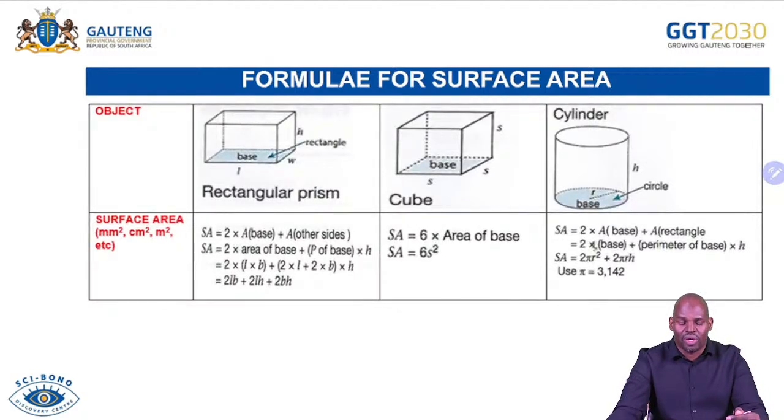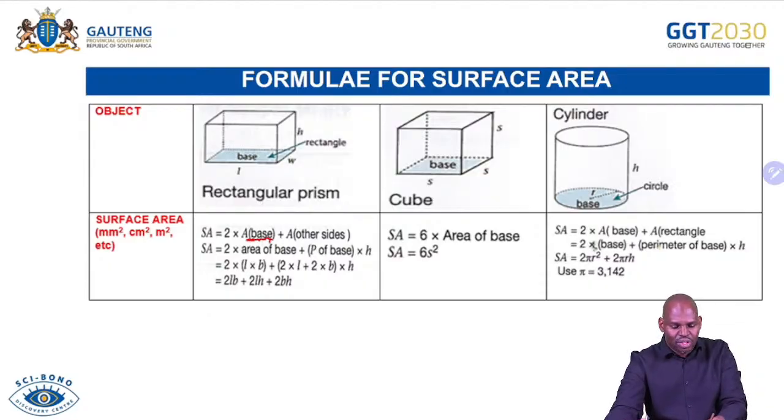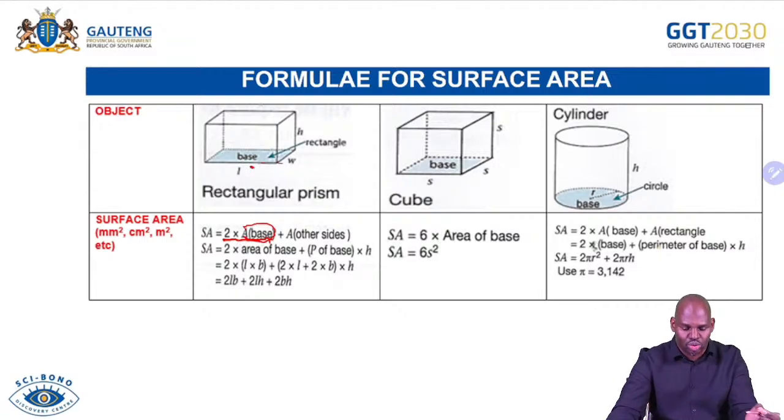The first one, we've got a rectangular prism. The formula for a rectangular prism is surface area equals 2 times area of base. If you look at this shape, the base is the bottom part, the bottom part or the top part. That is why they say 2 times area of base. So it's the one at the bottom and also the one at the top. And then it says plus area of other sides. The other sides will be 1, 2, 3, 4.